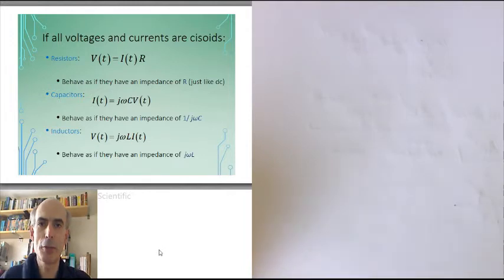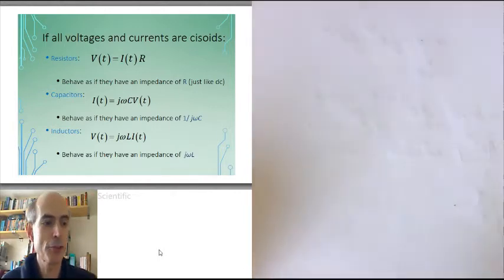A quick reminder, because this is important. Resistors obey Ohm's law. The voltage across a resistor is proportional to the current flowing through it, and the constant of proportionality is the resistance R. When I talk about AC circuits, I tend to use the word impedance rather than resistance. Resistance refers to a real quantity, whereas the effective resistance that capacitors and inductors have when there are cisoidal oscillations in the circuit, they tend to be complex numbers. And the term impedance includes the real and imaginary components.